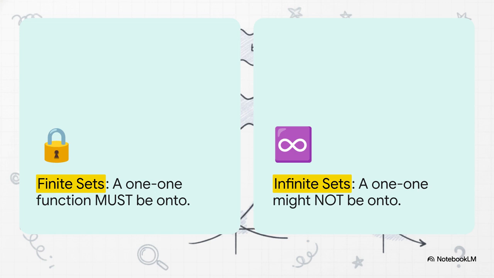If the unbreakable rules of basic math bend so easily when stretched into infinity, what other mathematical certainties might fracture when pushed to their absolute limits?